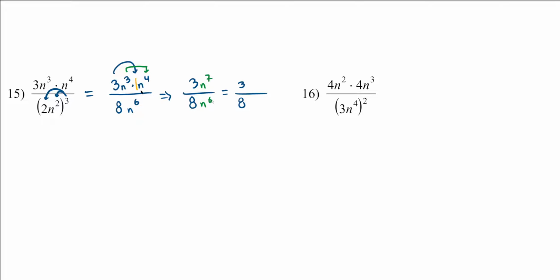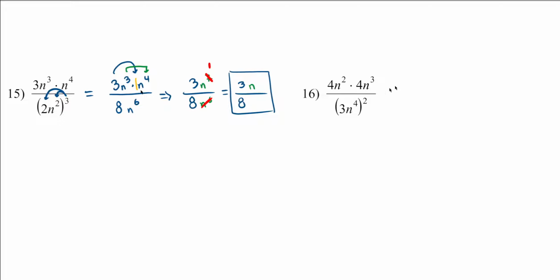And then 7 minus 6 is going to be a 1. But which one turns into the 1? Well, remember, the smaller number gets canceled out, and the larger number turns into the new one. So we're going to end up with 3n to the 1st power over 8. And technically, we don't even need that 1st power. It's just redundant. All right, box it up.